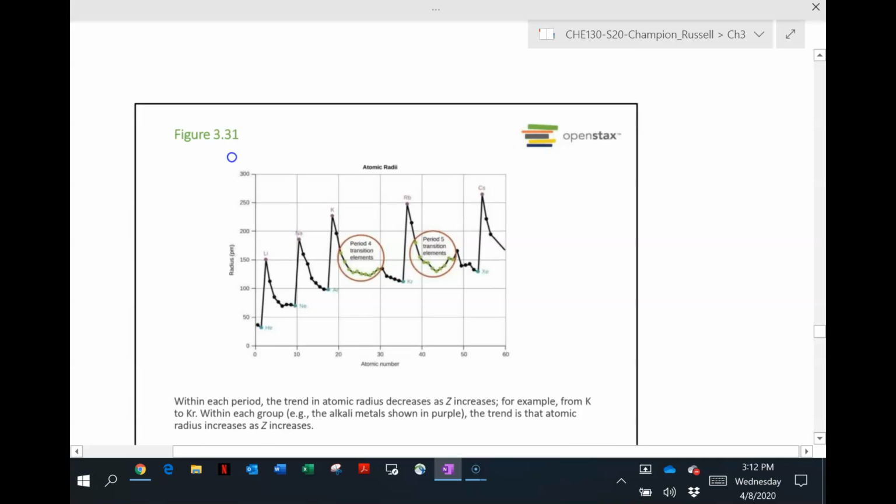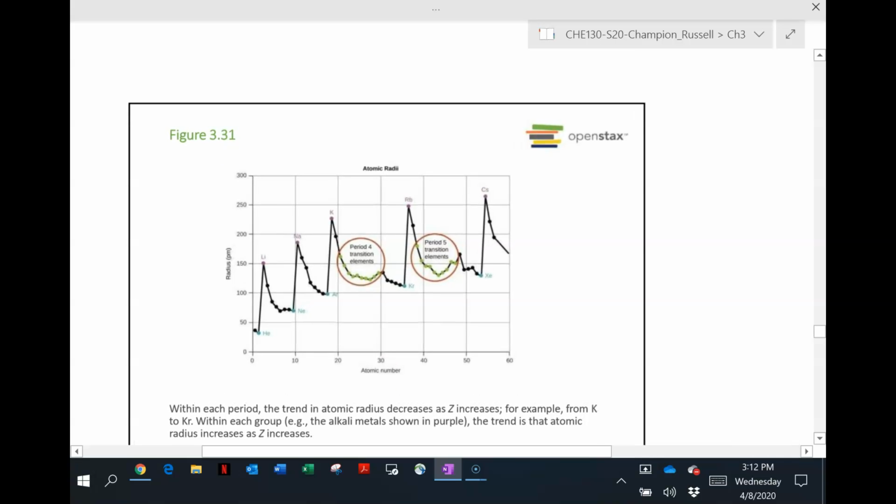Here's another representation of it. This is a graph by atomic number, or Z, and then we have the actual radius. That radius is in picometers. A picometer is 10 to the negative 12th meter, right? So pm is 10 to the negative 12th meters, so very, very small distances.